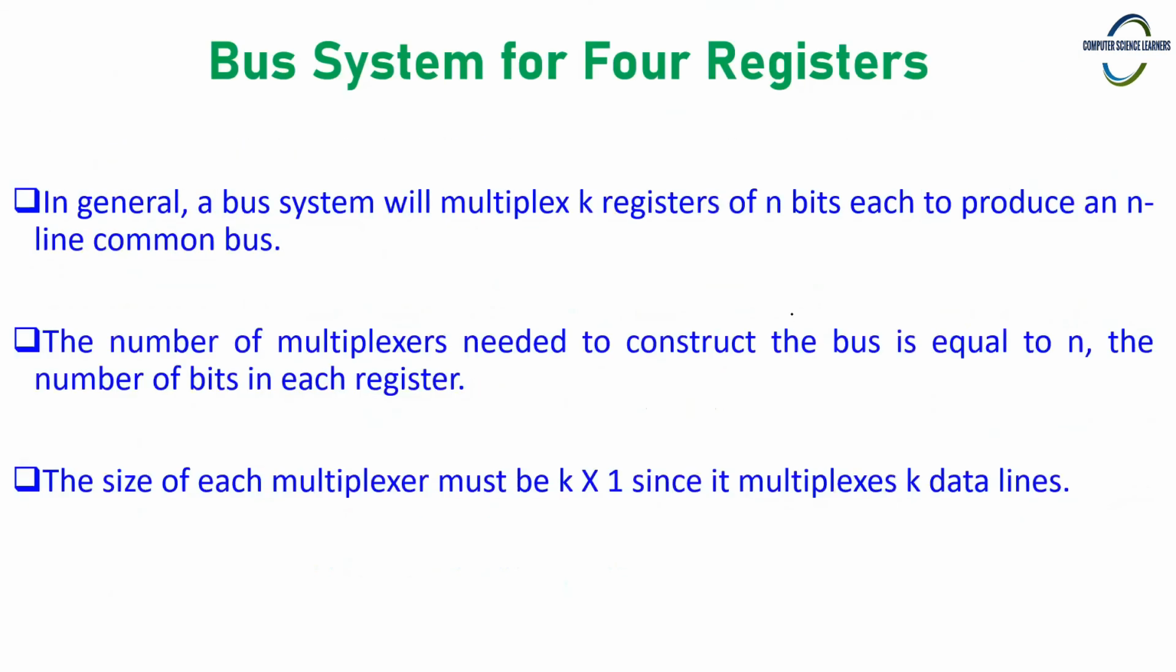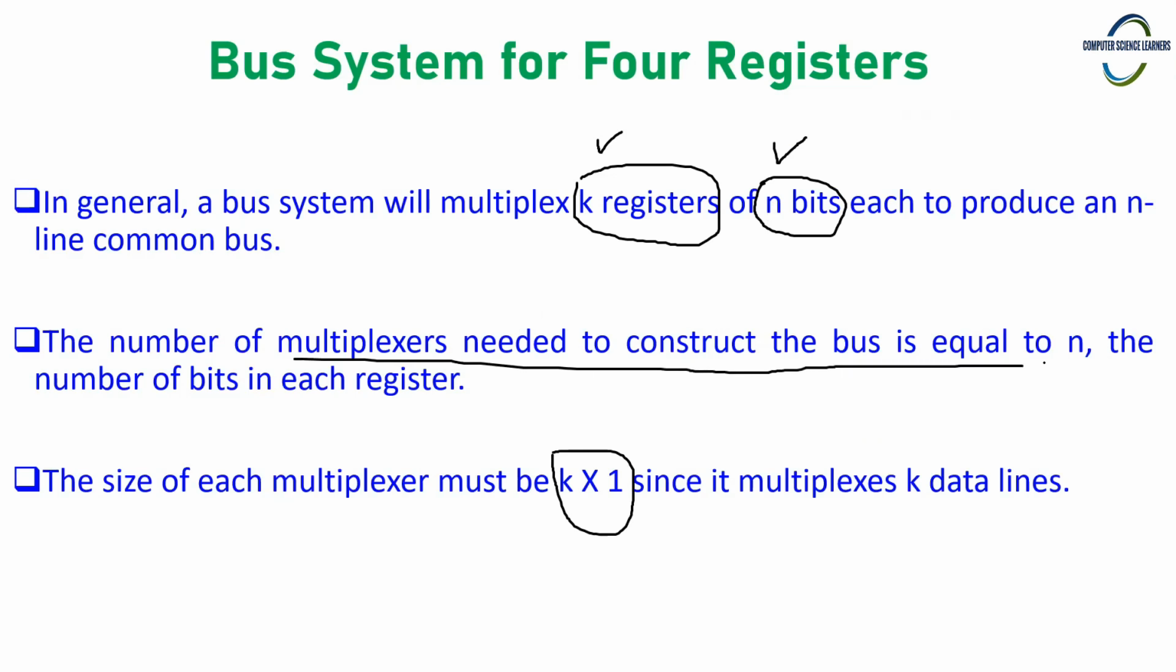So we can generalize it. Suppose we have k registers and each register size is n bits. First of all, the total number of registers will decide the size of the multiplexer. If we have k registers, then the size of the multiplexer is going to be k cross 1. And the number of bits will decide the total number of multiplexers. If we have n bits, then the total number of multiplexers needed to construct the bus is equal to n. This is the main thing that we need to remember.